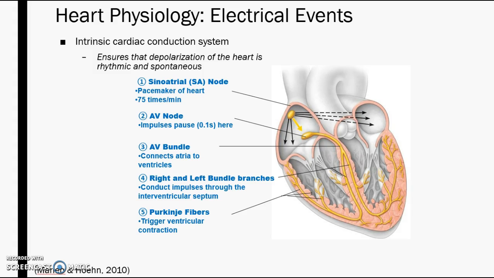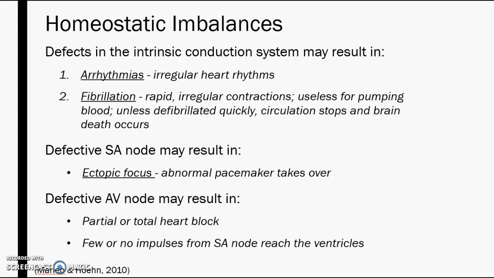So the two atria contract at the same time, and the two ventricles contract at the same time in response to the electrical events created by this intrinsic cardiac conduction system. Some homeostatic imbalances. Arrhythmias or irregular heart rhythms. Sometimes people can live a long time or their whole lives with arrhythmias. Fibrillation, on the other hand, is a different situation. This is where we have rapid, irregular contractions.